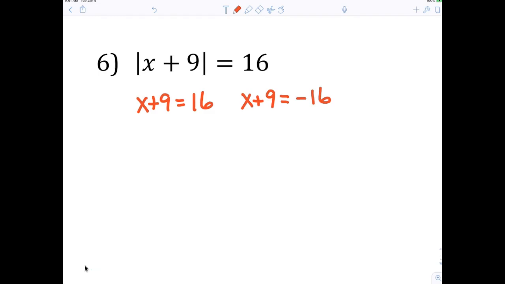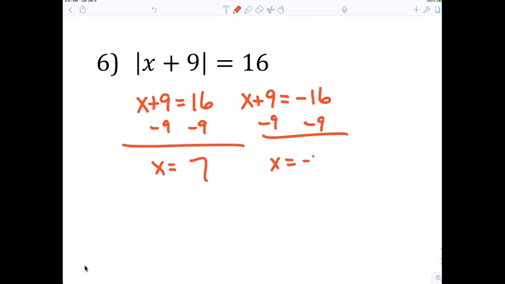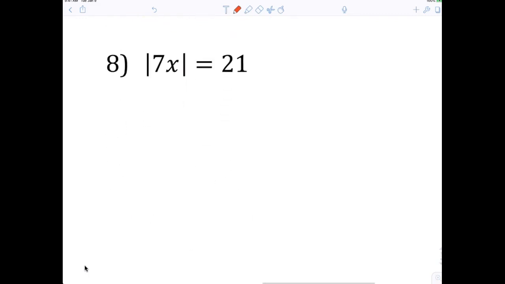You with me? So now, I'm -9. So x could equal what? 7. Subtract 9 again. X could equal... There you go. Those are your two choices. What do you think happens if I plug in 7 or -25? I'm going to get 16. That's exactly correct. Aiden, are you in the game? What about you? All right, it's looking nice. Very nice. All right, here we go.